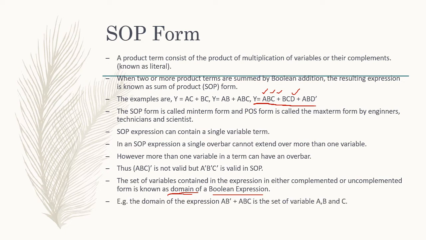So for example, let us take another expression, which is a b bar plus abc. Now here there are three variables, which are a, b and c, and the set of these three variables is the domain of this expression. So that's why we are writing that the domain of the given expression is the set of variables a, b and c.